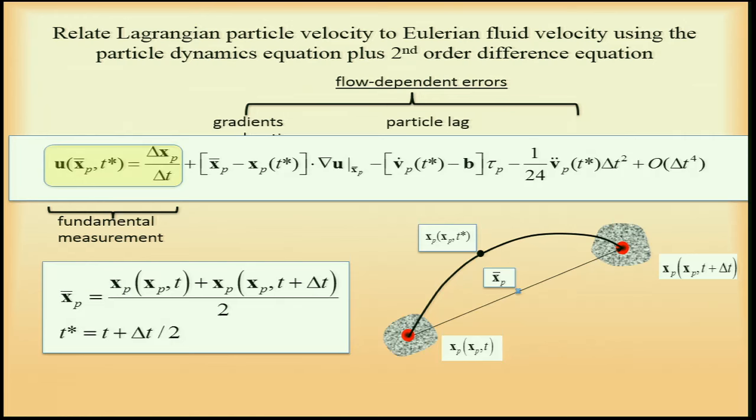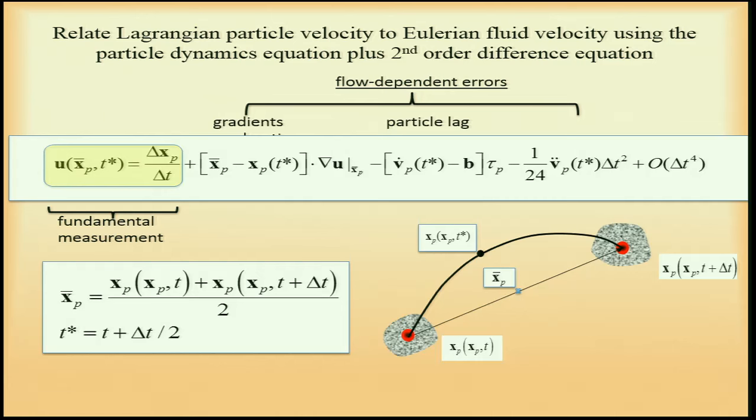And then if you actually write down an equation for particle dynamics and divide by delta t, you find that the difference over delta t is, of course, the answer that we usually get. But then there are correction terms. This term actually corrects for spatial gradients, this one corrects for particle inertia and lag.